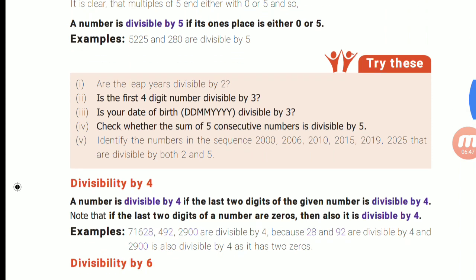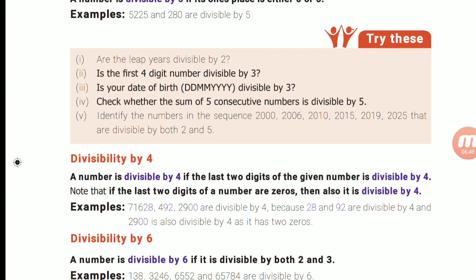Okay, then divisibility by 4. It is very simple. You just take the last 2 digits. Let's see the example. 492. You take the last 2 digits as ones and tens, that is 92. If the number formed by the last 2 digits is divisible by 4, if 92 is divided by 4, yes, it is divisible by 4, then the whole number is also divisible by 4. Same as if the last 2 digits of a number are 00, it is also divisible by 4.